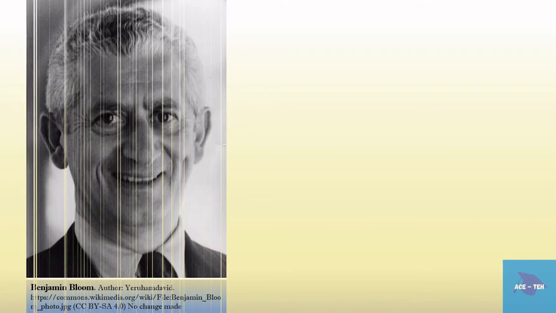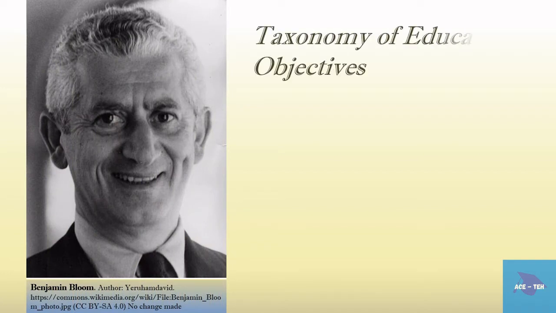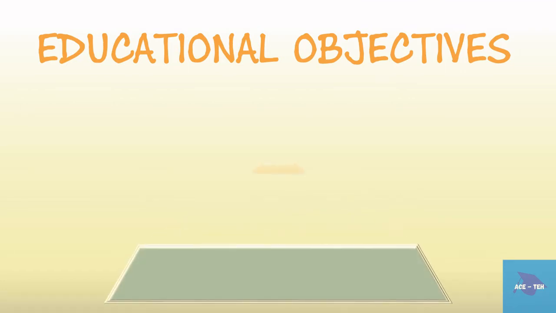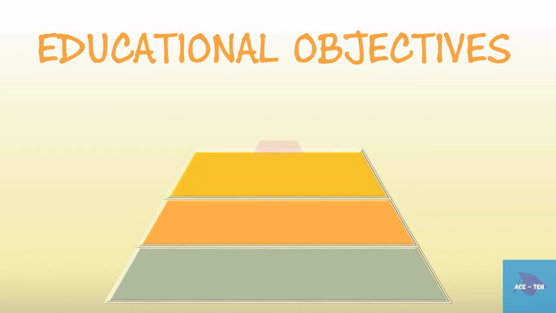A team of professors headed by American academic and educational expert Dr. Benjamin S. Bloom of the University of Chicago developed books on taxonomy of educational objectives in 1956. The team arranged the sequence of development of mental abilities in a logical and psychological order. The major concept of the taxonomy is that educational objectives can be arranged in a hierarchy. This hierarchy starts from a less complex level and moves towards more complex levels of knowledge.